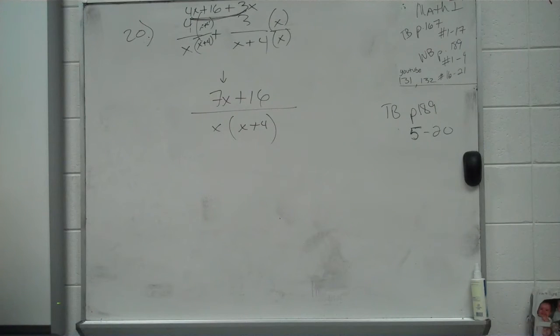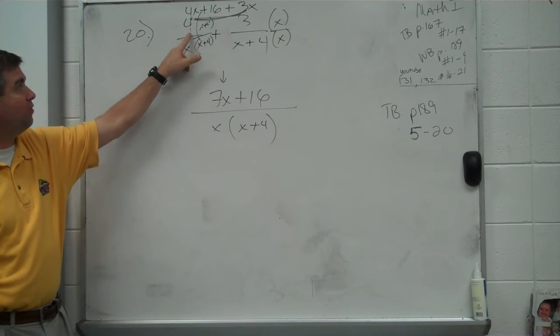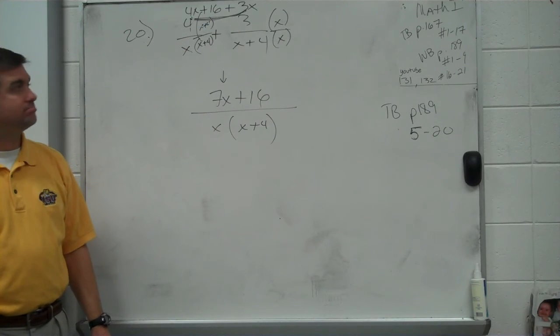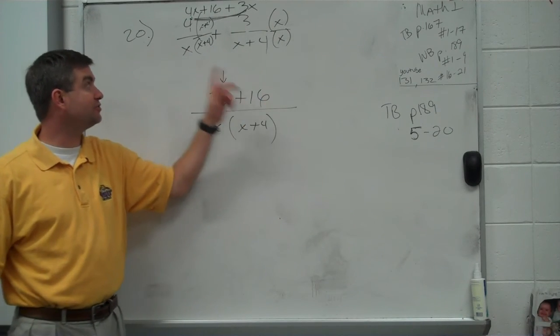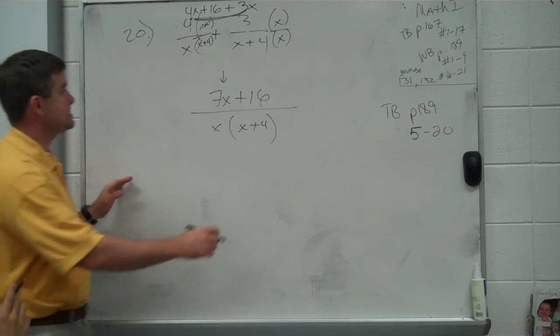If you distribute it like for the 4, wouldn't that be 2x plus 4x? 4 times x is 4x. 4 times 4 is 16. 3 times x is just 3x.